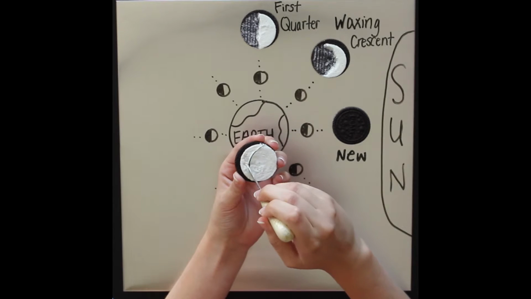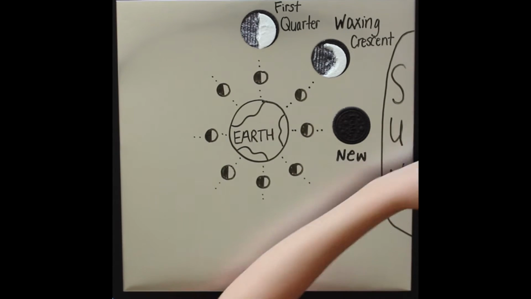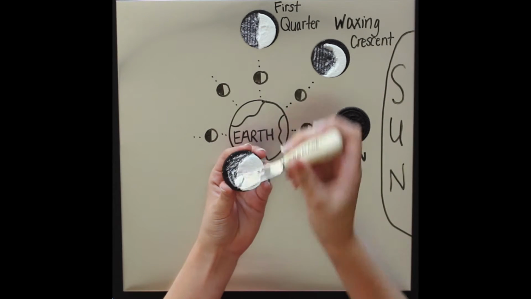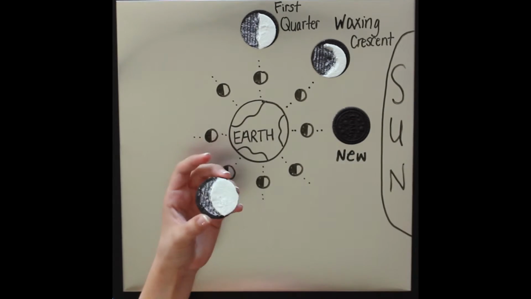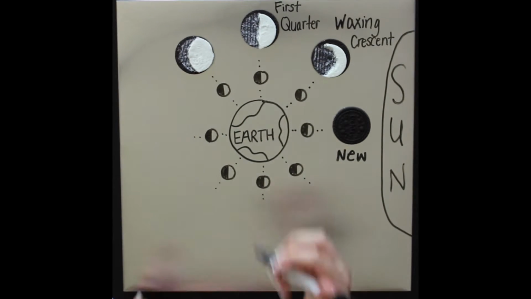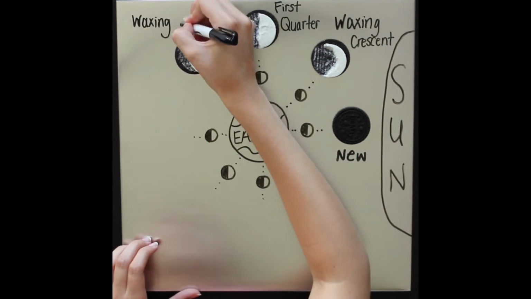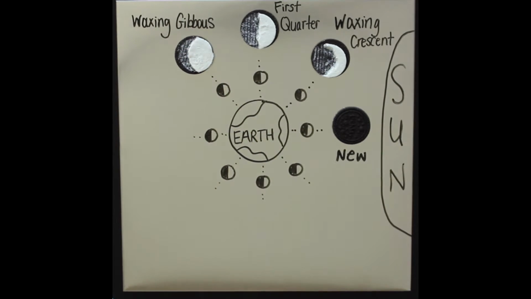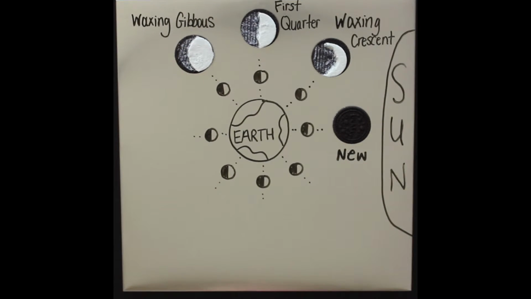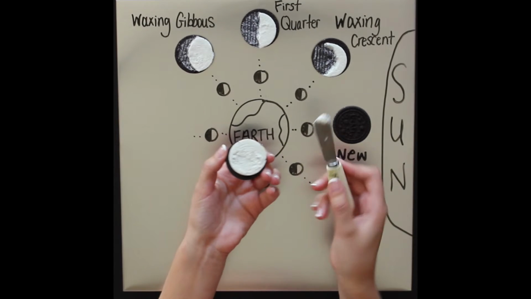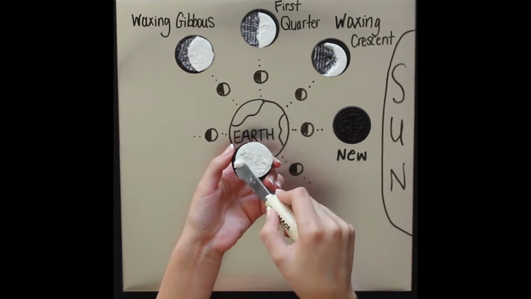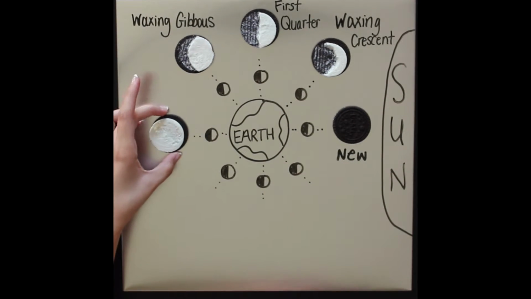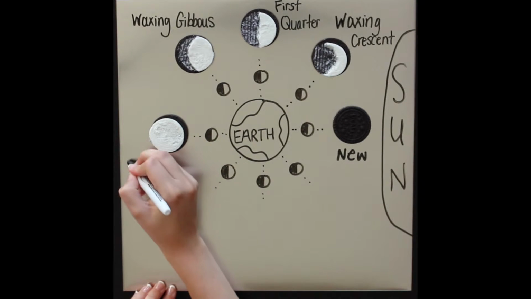When the moon has grown to nearly but not quite yet a perfect circle, this is called the waxing gibbous phase. When the Earth is between the moon and the Sun, we see the same half of the moon that is being lit up. The moon is a full circle, and this is called the full moon phase.